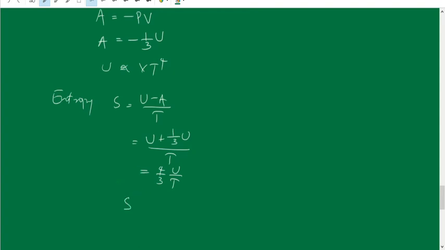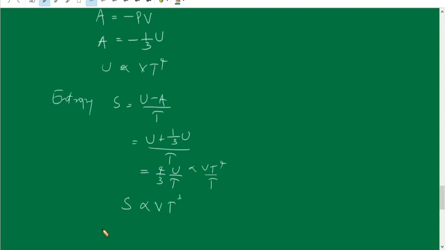Therefore, S is proportional to, U is proportional to V T raised to 4, so divided by T, this can be V T cube. So S is proportional to V T cube.